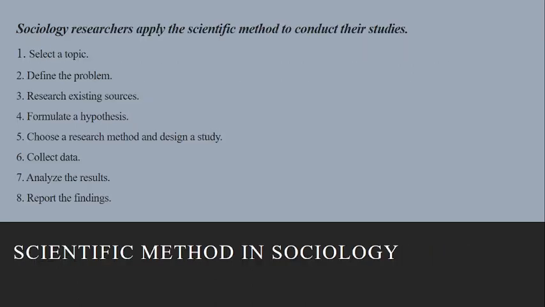If we talk about some of the scientific methods, sociology researchers apply the scientific method to conduct their studies. The scientific method is a process by which researchers ask questions, identify problems, and seek answers to solve those issues. The steps of the scientific method are: first, you have to select the topic. For example, sociologists want to study the reason for stress among banking sector employees. What they have to do is define the problem, that stress is basically the reason.